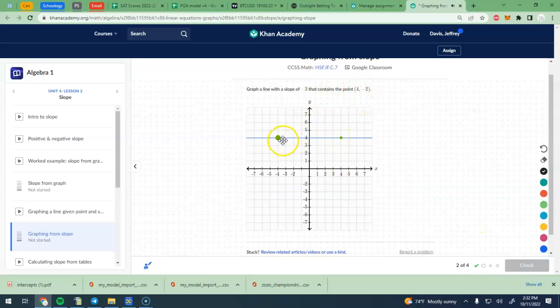Contains the point 4, -2. So 4, -2 is right there. And then a slope of -3, well, that's -3 over 1. So the negative means I go down, and the positive 1 means I go to the right. So from that point, I go down 3 and over 1, down 3 over 1. So there you go.